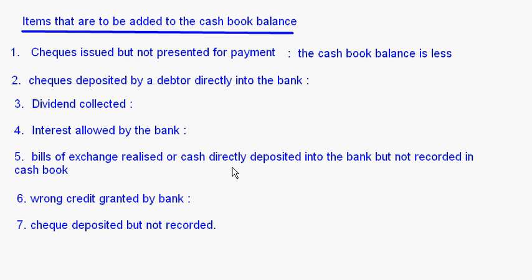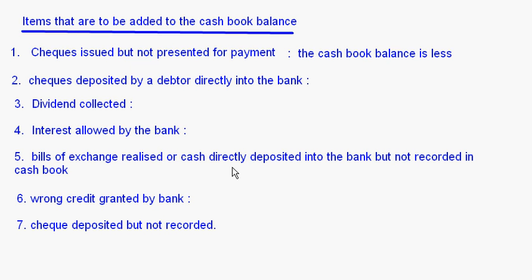Whereas in this case, if you directly deposit any cash into the bank, but it is not recorded in the cash book, the cash book balance will obviously be less, right? Wrong credit granted by the bank. When the bank credits some amount wrongly, that increases the bank balance, right? Obviously, that wrong credit will not be put in the cash book, so that decreases the cash book balance.